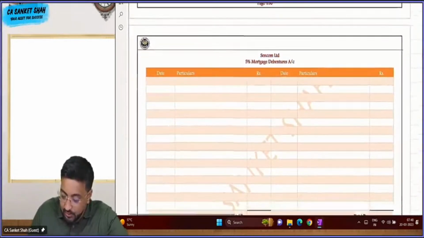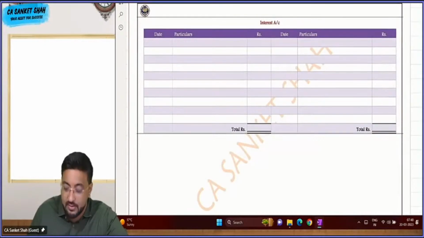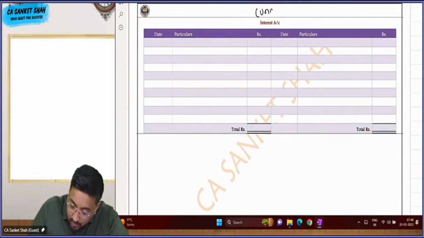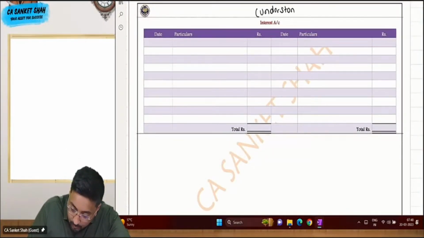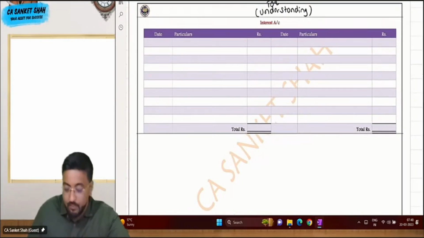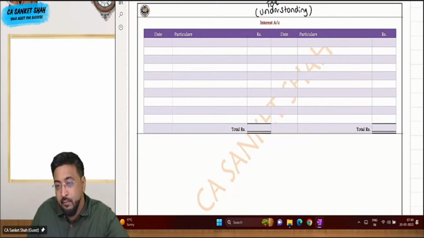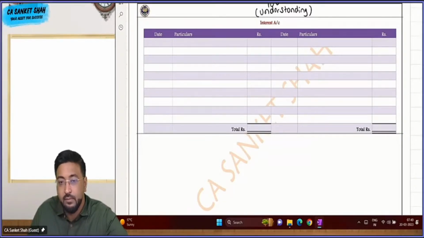So first one, and then beta after 10 lines, interest account, though it is not asked, only for understanding purpose, you can write over here for understanding. Chalo, done beta. Interest account 6 lines. Draw it fast. Date, particulars, face value, date, particulars, rupees, date, particulars, rupees.